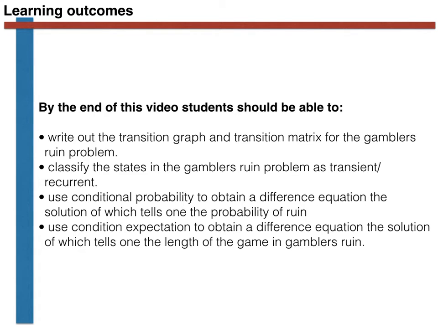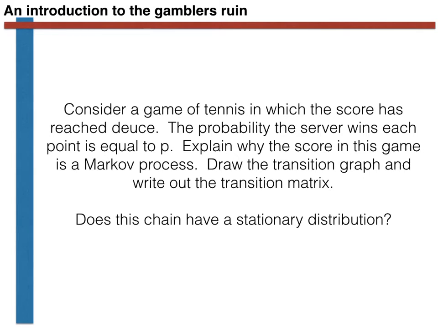As variety is the spice of life, we are not going to consider the classic gambler's ruin in this video. We are instead going to think about a related problem involving the game of tennis. I would like you to consider a game of tennis that has reached deuce. In this game, the server has a probability of winning each point that is equal to p. Furthermore, from deuce, he must win 2 consecutive points in order to win the game.